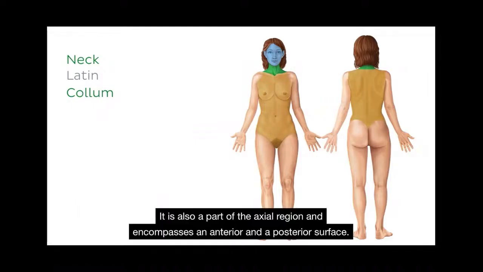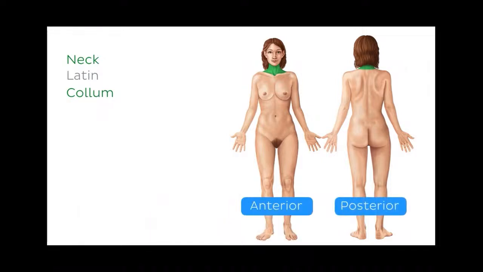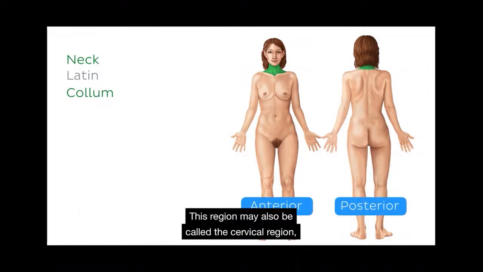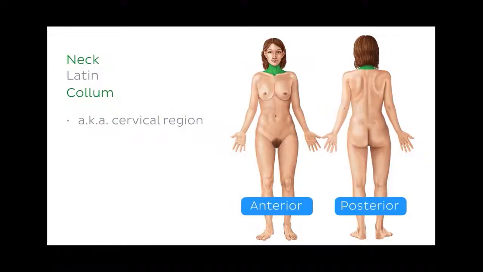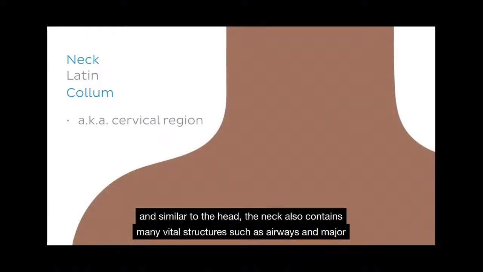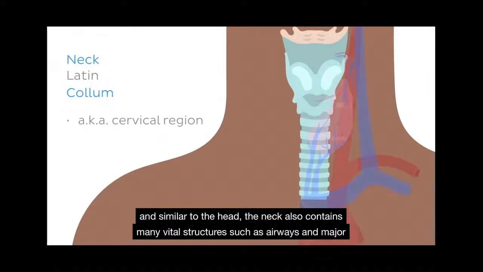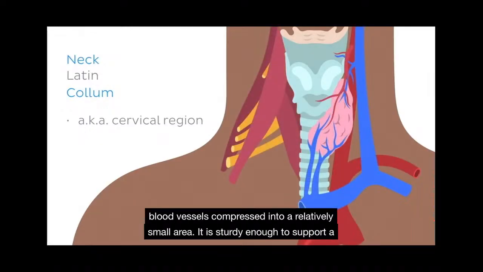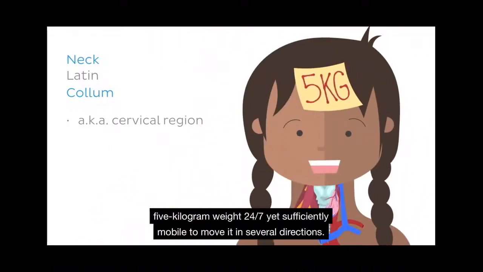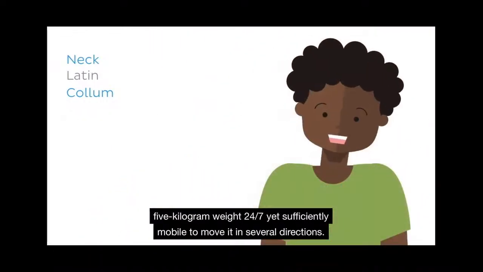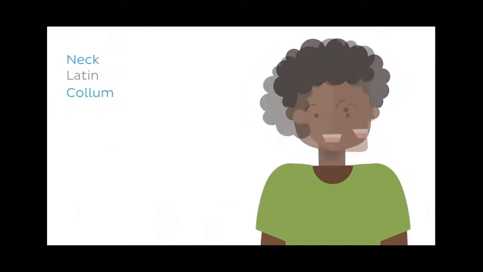If we move inferiorly just a little bit, we have the neck attaching the head to the trunk. It is also a part of the axial region and encompasses an anterior and a posterior surface. This region may also be called the cervical region. And similar to the head, the neck also contains many vital structures, such as airways and major blood vessels compressed into a relatively small area. It is sturdy enough to support a 5-kilogram weight 24/7, yet sufficiently mobile to move it in several directions.